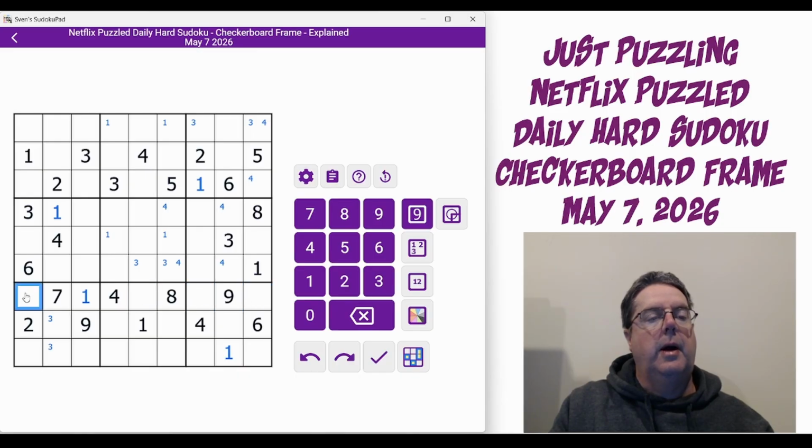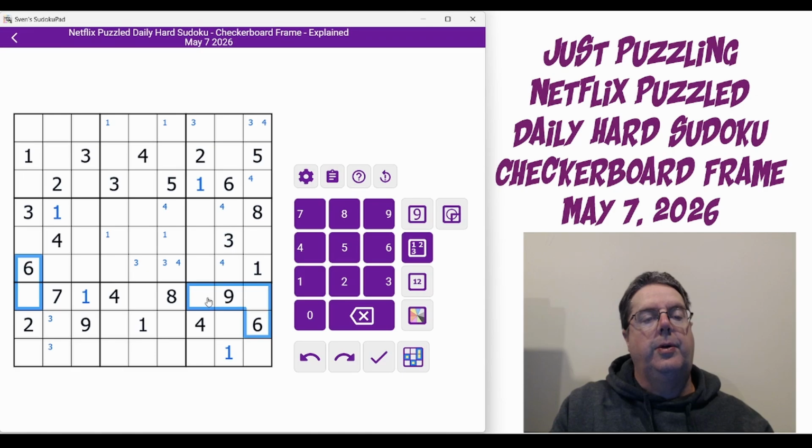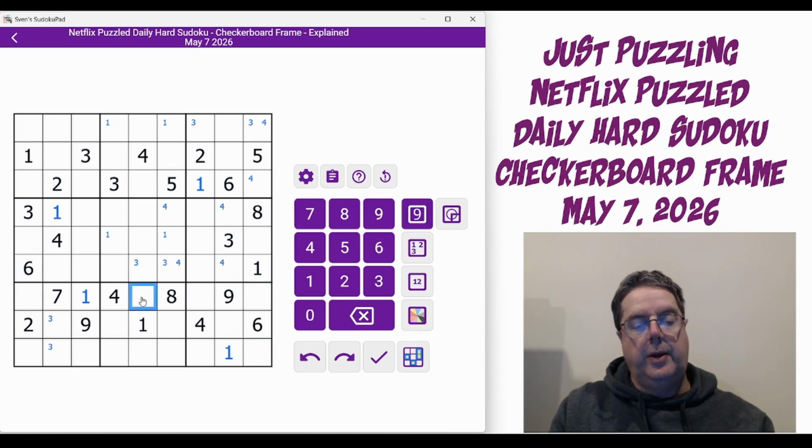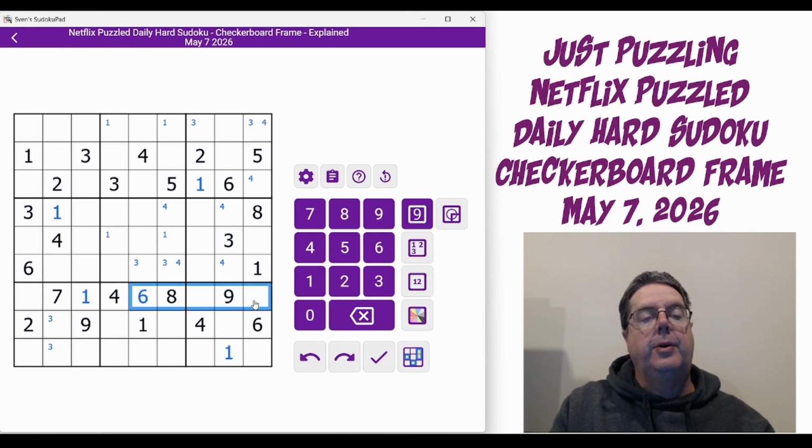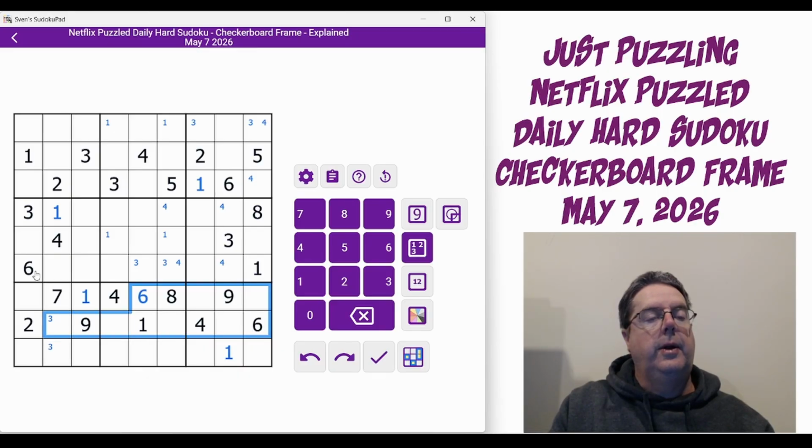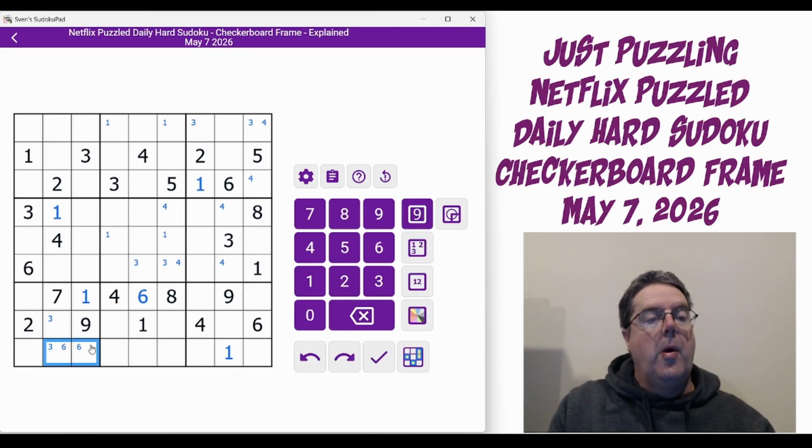6, 6 can't be here. Actually, where's the 6 in this row? 6 comes down here, 6 comes across here, so this has got to be a 6 here. 6 comes across here, 6 comes across here, 6 comes down here, so 6 is one of these two.